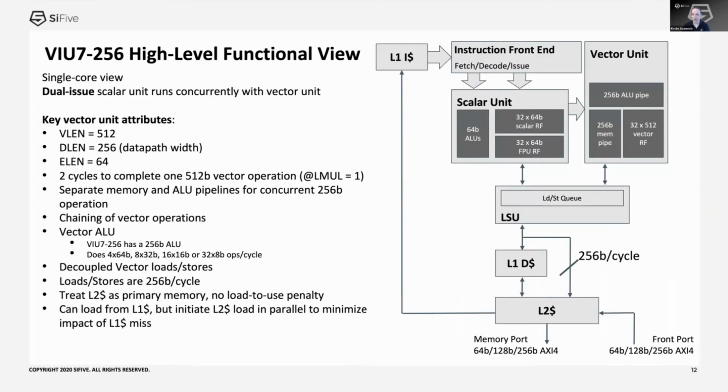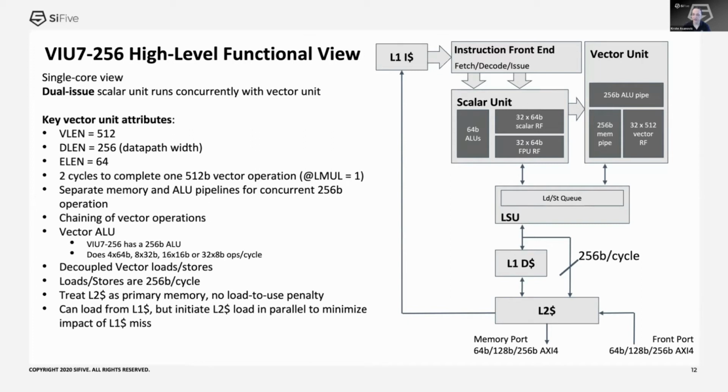So diving down into the core microarchitecture. As mentioned before, we have a dual issue scalar unit with scalar integer and scalar floating point registers, 64 bits for both. And then the vector unit in this incarnation has what we say is a 256-bit wide ALU pipeline. The vector registers are 512 bits wide. And so when you're executing a single vector operation with LMUL equal to 1, which means you're operating on only a single vector register, it'll take 2 cycles across that 256-bit wide data path to complete that 512-bit vector operation.